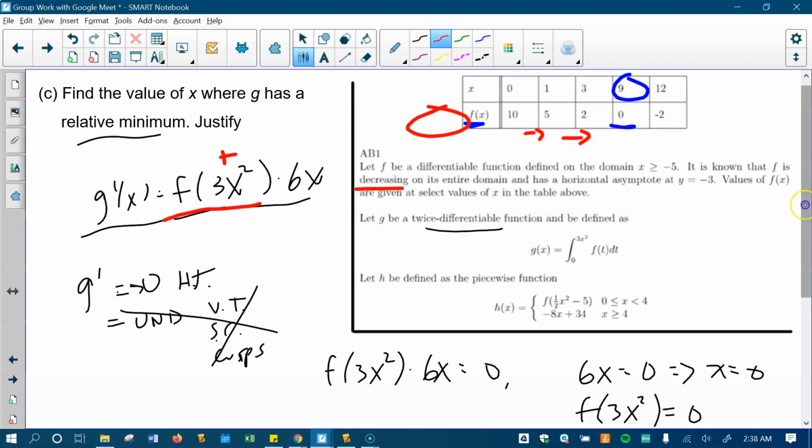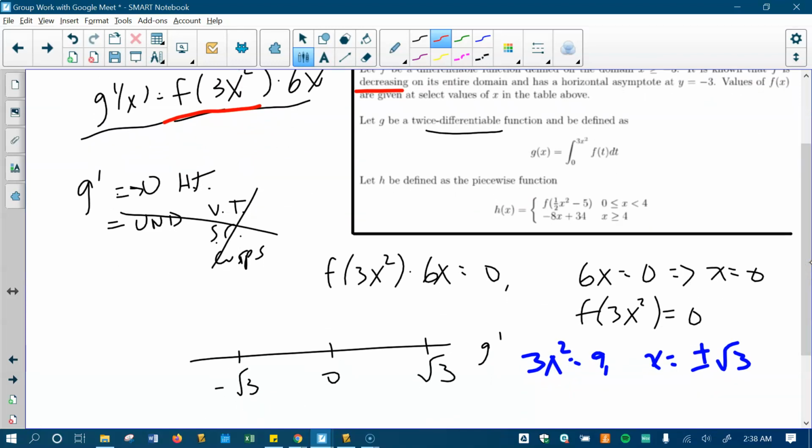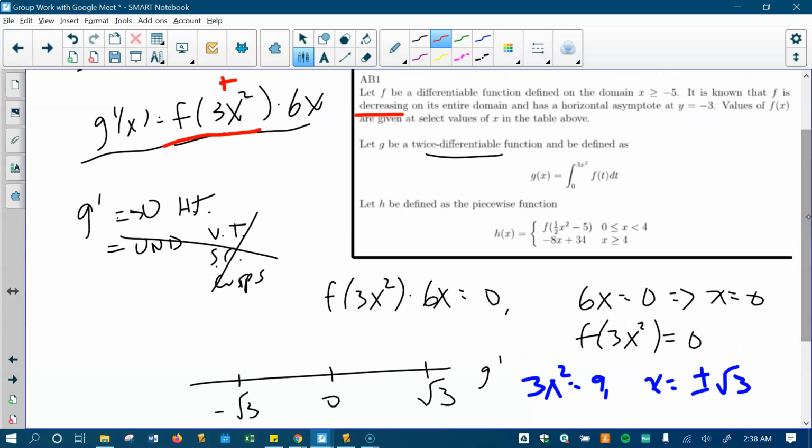So now when I take a number on the left of negative root 3, I would get a negative number here, which means I would get a negative, because a positive times a negative is a negative. If I take a number in between negative root 3 and 0, well, that means I'm going to get a positive number still, because f is always positive, times a negative number, which is going to be a negative again.